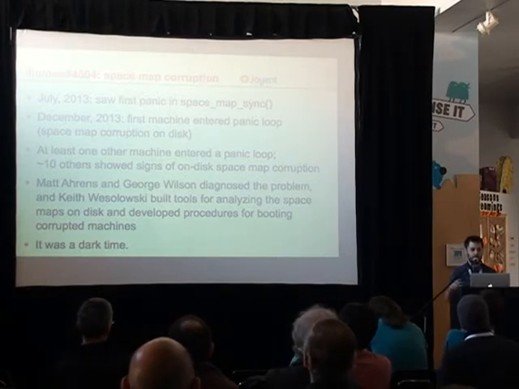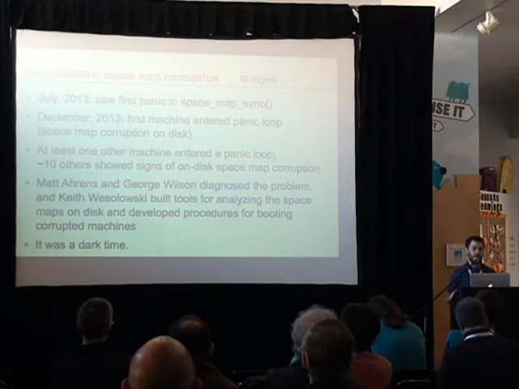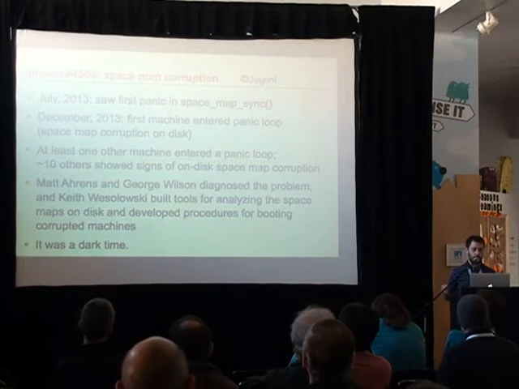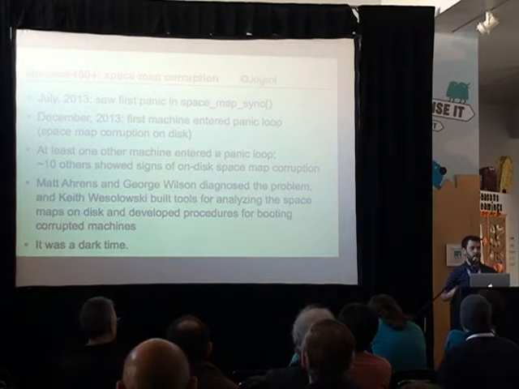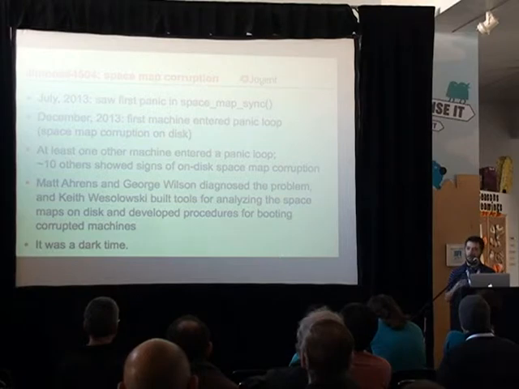This problem got progressively worse, and obviously it became more and more important to understand what was going on. Eventually, one other machine entered the panic loop, and about 10 others, which was most of the rest of our fleet at the time. Once we discovered this corruption, we figured out how to locate it. We actually found that many of these systems had experienced this corruption, they just weren't at the point where they were panicking.